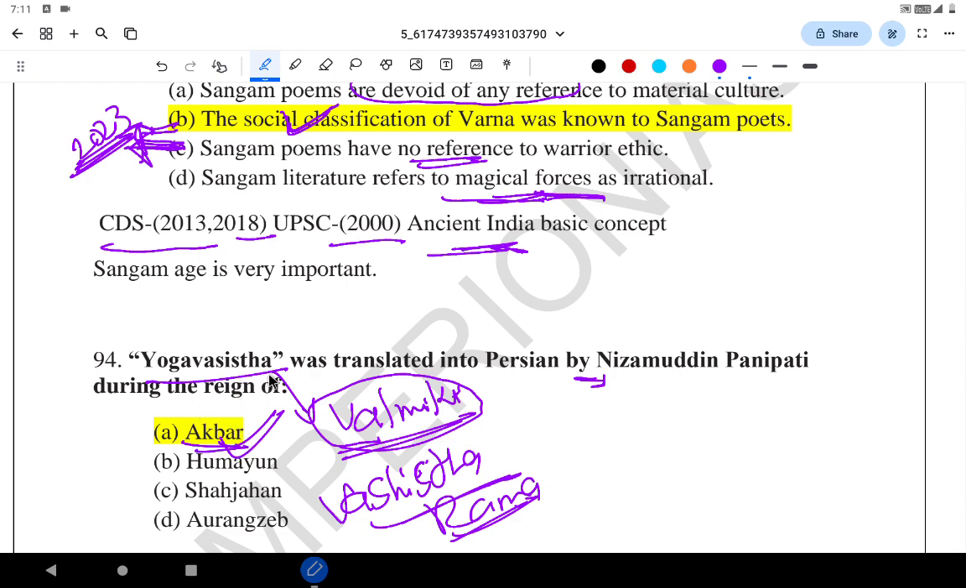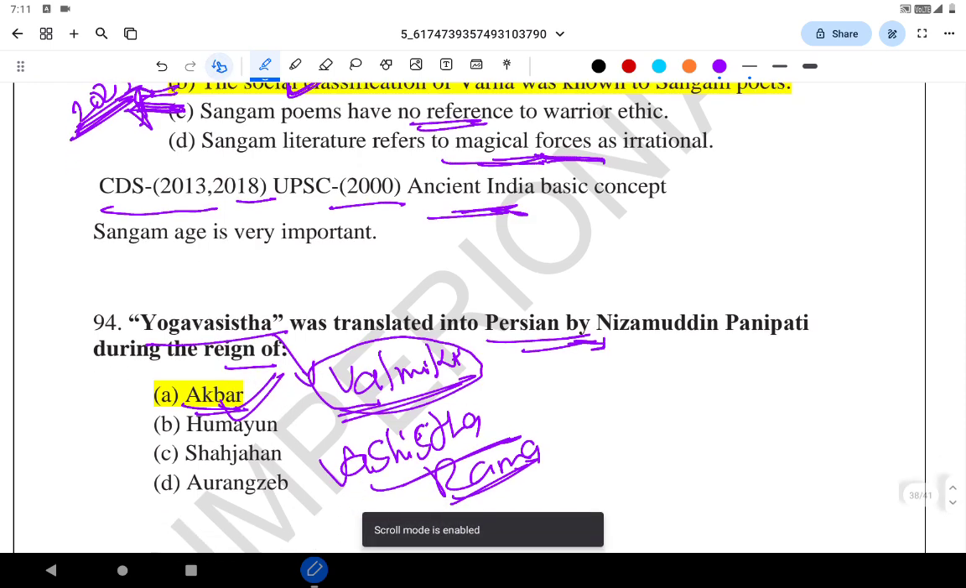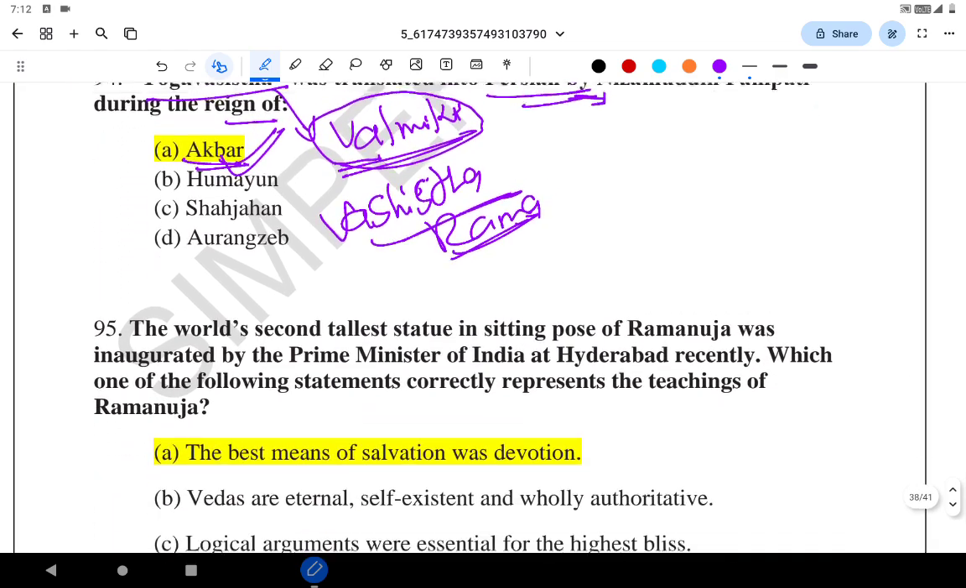See, now this same question can be formed in other ways. Nizamuddin Panipati is a contemporary of Akbar. Statement correct or wrong? It's correct, because when it's translated during the reign of Akbar, they are contemporaries. This is how UPSC will take a PYQ and form new questions.